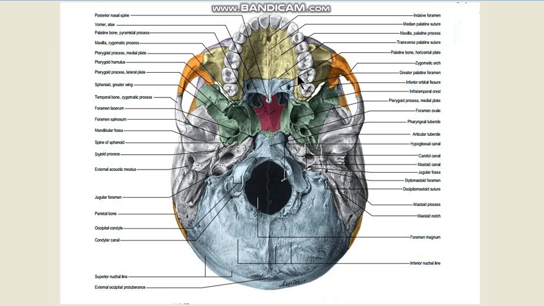So here you can make out that the maxilla does indeed form the major part of the hard palate, forming the roof of the mouth and the floor of the nose.